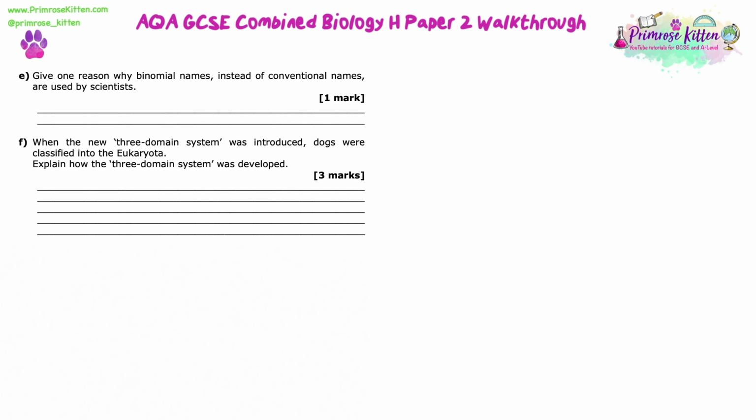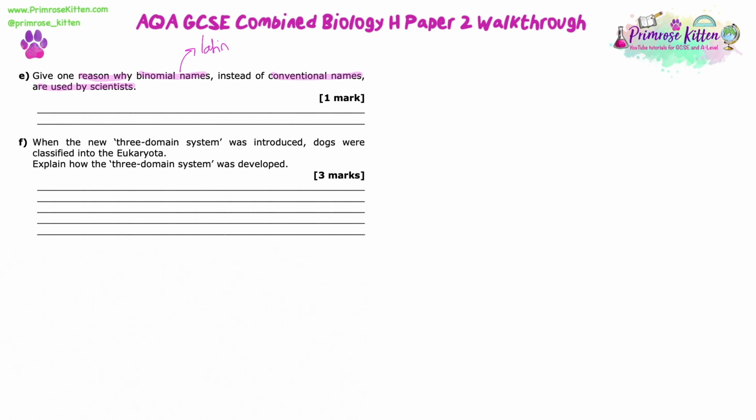Okay, part E, give one reason why the binomial name is used instead of conventional names by scientists. Well, the binomial name is that Latin name that we just looked at from the classification, and a conventional name would be something like dog, for example.